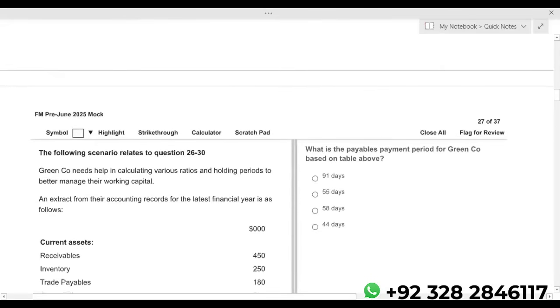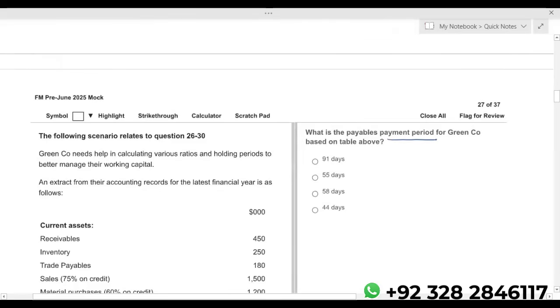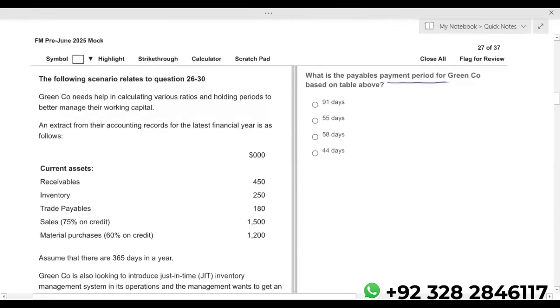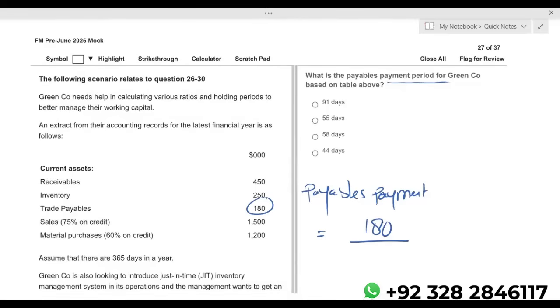I like it. What is the payable payment period for the green company based on the table above? Payables payment period is equal to the amount of payable, which is trade payable. They have given us 180. Now, logically, I should be dividing this 180 by the total credit purchases. Accounts payable, trade payables should ideally be divided by the total credit purchases.